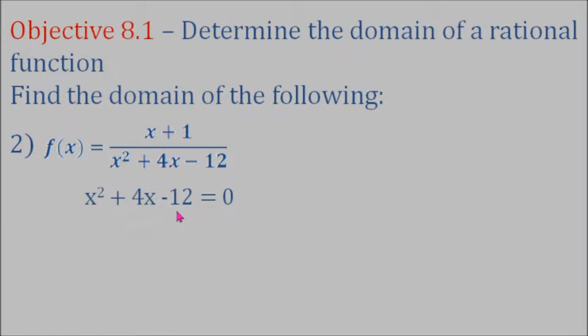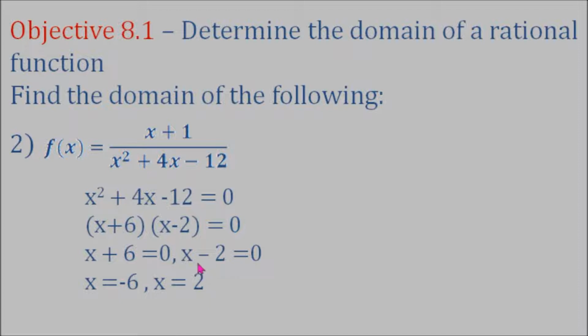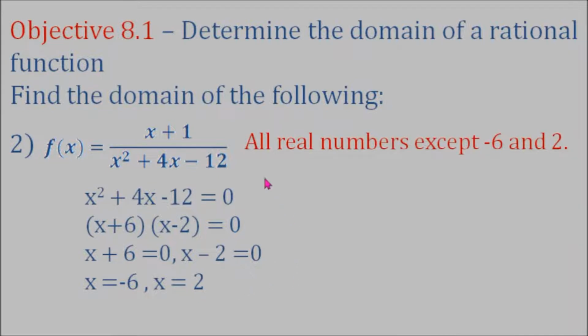X squared plus 4x minus 12 is factorable, and the factors are the quantity x plus 6 times the quantity x minus 2. Equating both factors to 0, we have x plus 6 equals 0 and x minus 2 equals 0. So here, x equals negative 6, and also in our second equation, x equals 2. So our domain is all real numbers except negative 6 and 2.